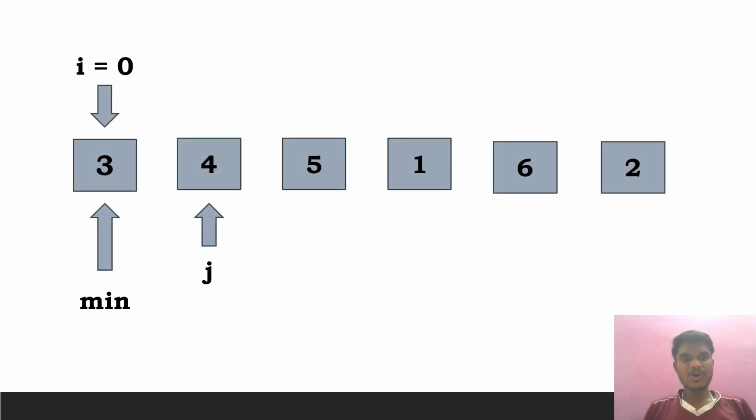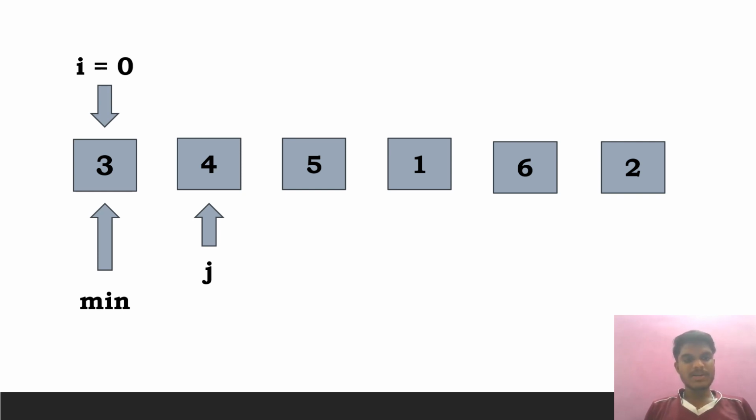Now, let us see how selection sorting works. Let us consider an array of size 6. Initially, we will take i as 0, minimum as a[i], and j as i plus 1. Then we will check the condition whether minimum is less than a[j] or not. If the condition is true, then j will be incremented. If the condition is false, then a[j] is taken as minimum and then j is incremented.